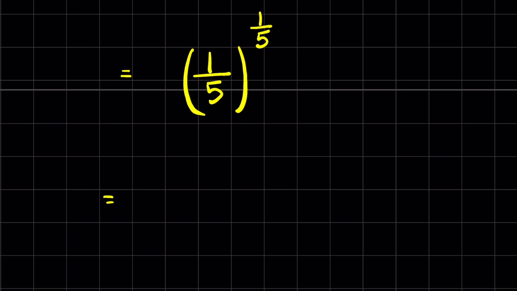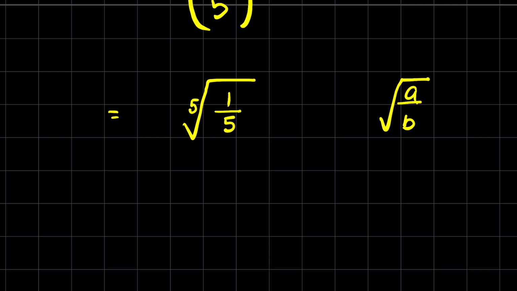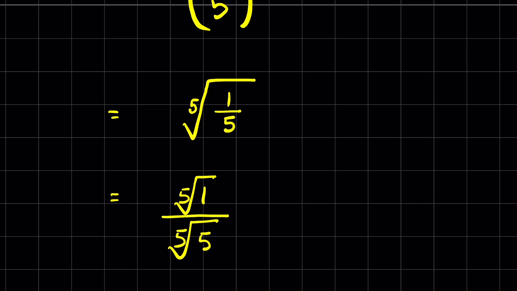Now this means 1 upon 5 under fifth root. Now a upon b under root means under root a upon under root b. So here we can write fifth root of 1 upon fifth root of 5. Fifth root of 1 is simply 1. Then upon fifth root of 5. Now in the denominator we have a radical.